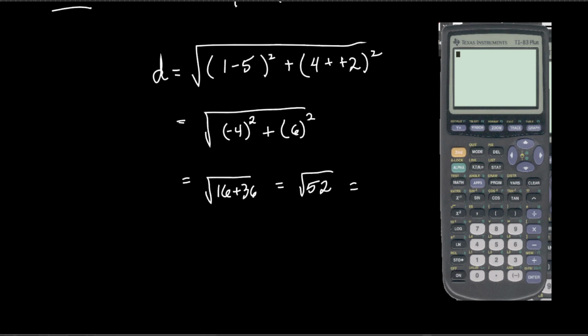49, right? Would you agree? The square root of 49 is 7. So 52 should be what? 7 point something, okay? You with me on that? Okay, so it should be 7 point something.